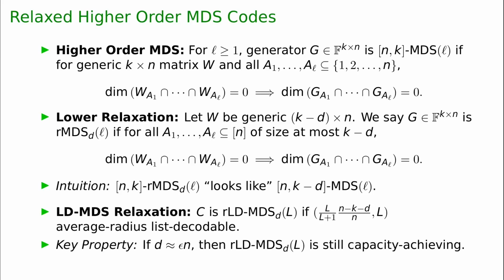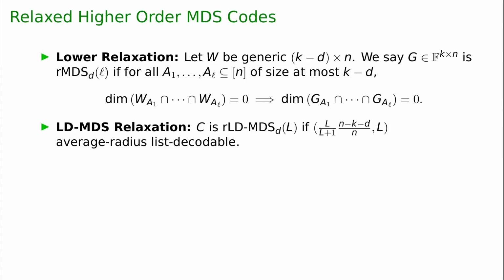There's also a natural definition in the list decoding space of a relaxation. It's actually very straightforward. What you just take is the radius from before, L over L plus 1 times n minus k over n, and decrease it by d, so n minus k minus d over n times L over L plus 1. And this is going to be our average radius list decodable radius. Note that in this list decoding definition, if we let d be approximately epsilon times n, then even with this amount of relaxation, our code is still capacity achieving.